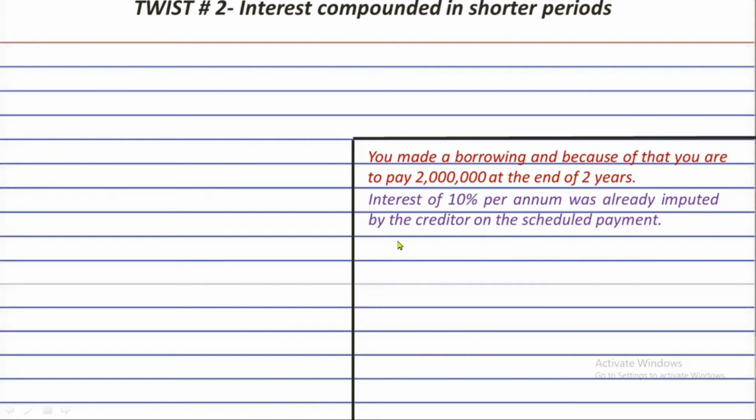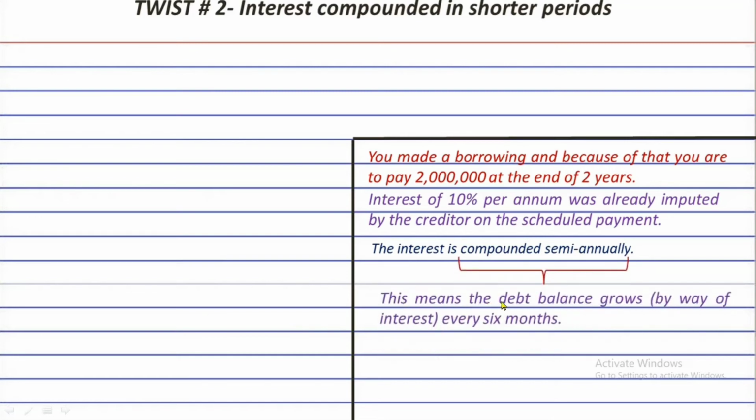So, pause. Let me add something here before we continue. Guys, if you see a rate in a problem, please treat it as an annual rate or rate per year if the problem is silent, okay? Now, let's continue. Aside from this, we have the interest is compounded semi-annually or half-yearly or every 6 months. So, what does this mean? It means the balance of your debt or receivable grows, of course, by way of interest every 6 months. So, that's the meaning of compounded semi-annually.